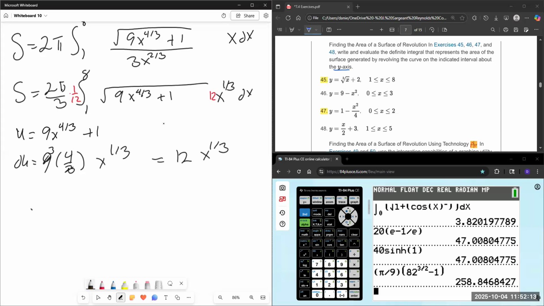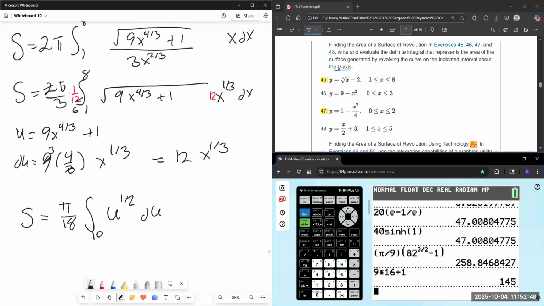That makes capital S equal to pi over 18. 2 goes into 12 6 times, 3 times 6 is 18. And then this is going to be u to the 1/2 du. And let's see, u substitution. So 9 plus 1 is 10. 2 to the 4 is 16. 9 times 16 plus 1 is going to be 145.